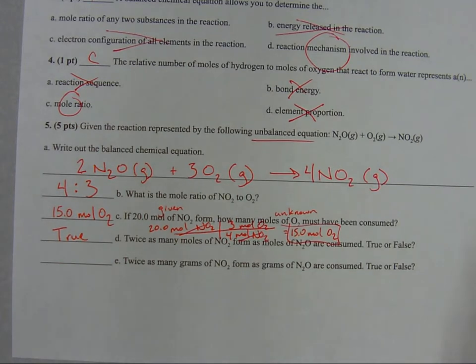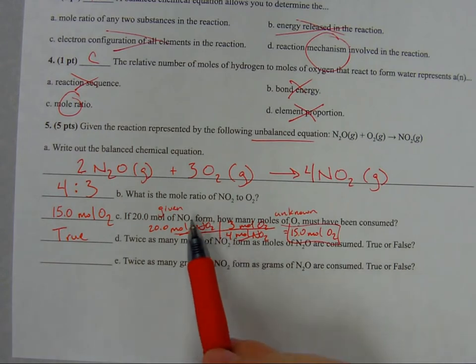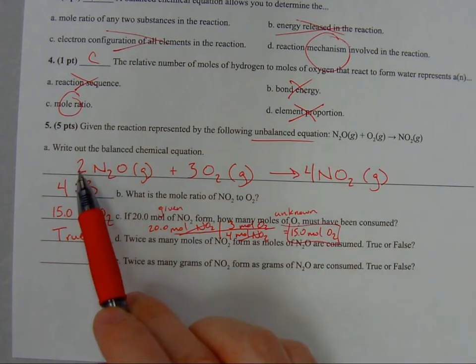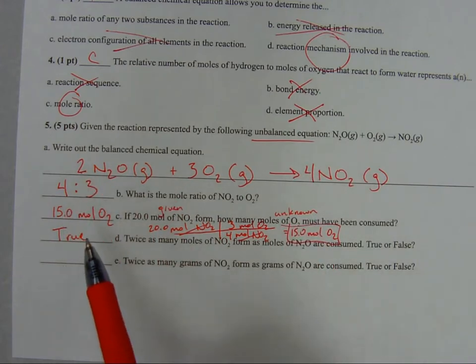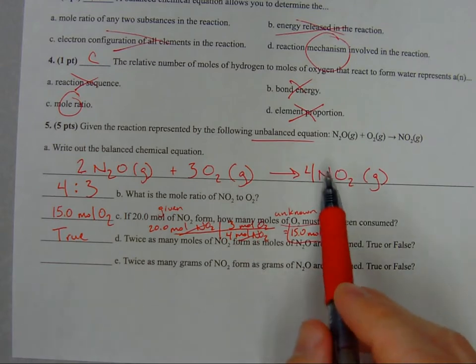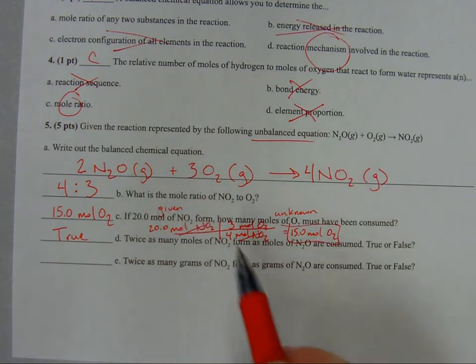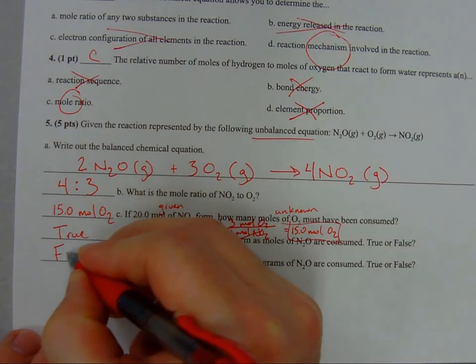And lastly, E, twice as many grams of NO2 form as grams of N2O are consumed. Well, that kind of piggybacks on what we were just talking about. Yes, in terms of the number of moles, we're getting twice as many moles of product as the reactant consumed. However, like we already pointed out, these two substances have different molar masses. And so the ratio of mass going on here is not necessarily the same. And so here I am going to go with false.